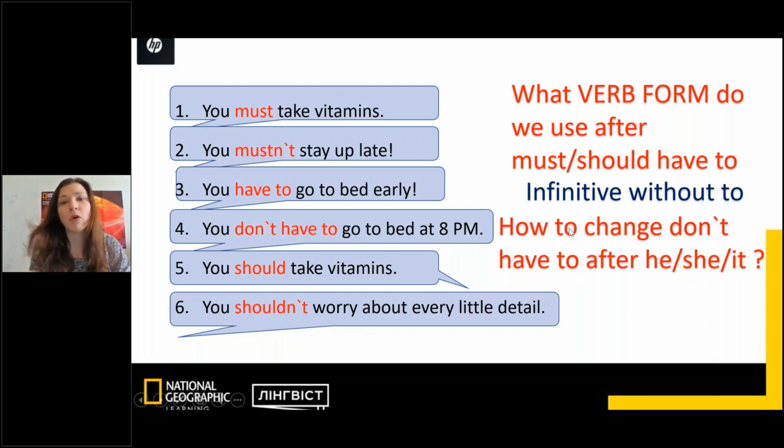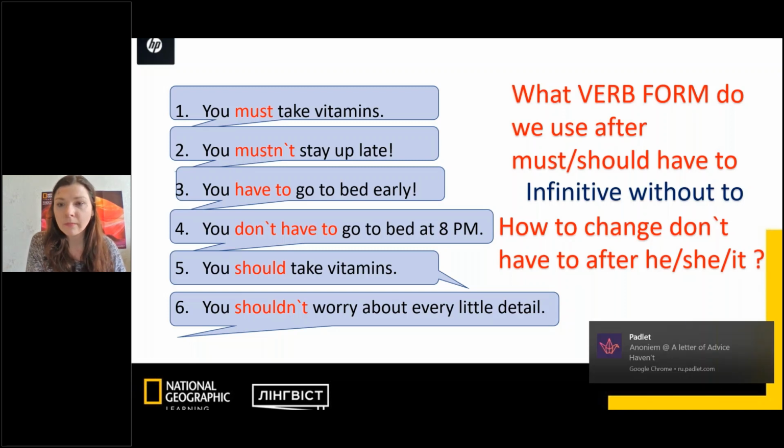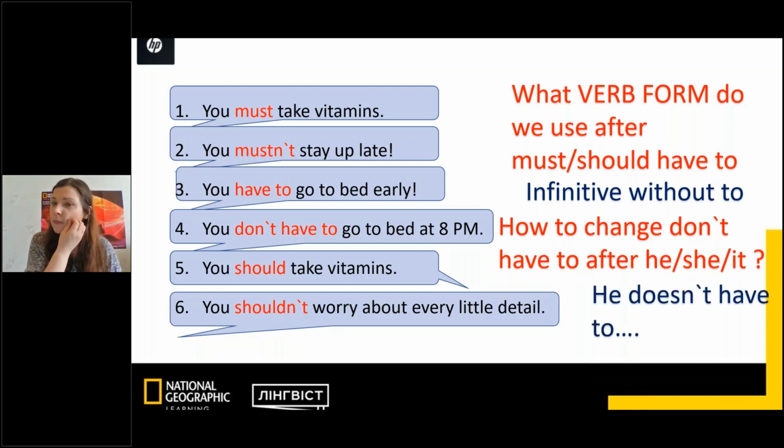Good. And just one more question from me, the last one. When we have don't have to, doesn't have to, how do we change the verb? He doesn't have to, right? You change don't have to to doesn't have to. Okay, great job. Has, yes, he has to go to bed, if it is an affirmative, positive sentence. If it is negative, we would say he doesn't have to.